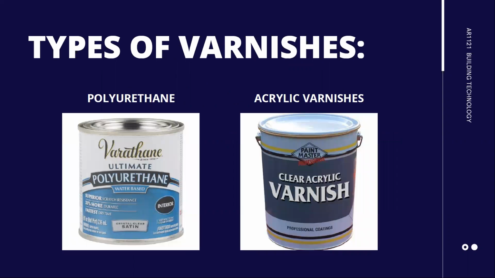Next slide. There are only two types of varnishes: polyurethane and acrylic varnishes. Polyurethane varnishes are typically hard, abrasion-resistant, and durable coatings. Acrylic varnishes are typically waterborne varnishes with the lowest refractive index of all finishes. And that's all for varnishes.